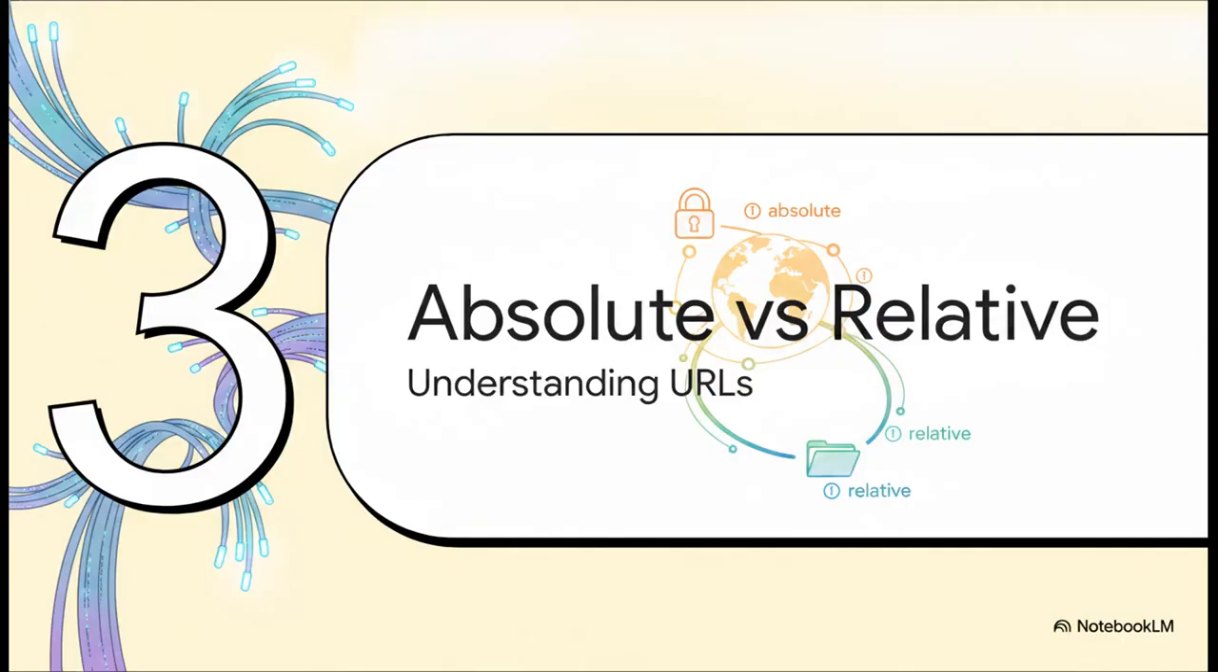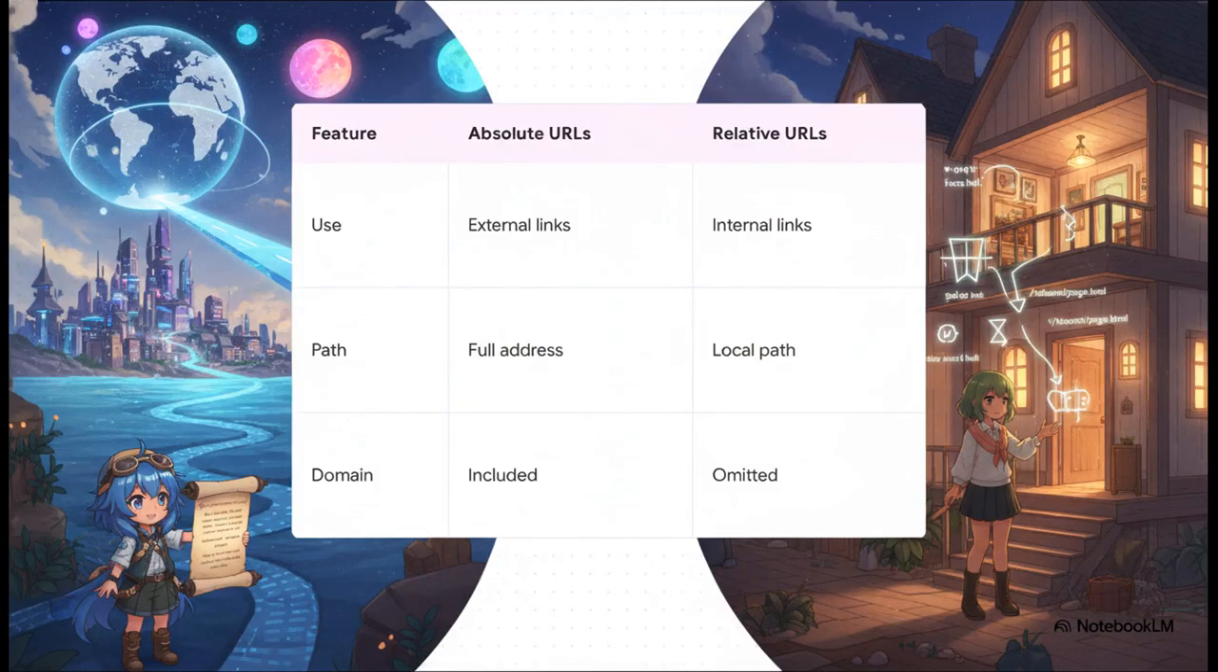Section 3. Absolute versus relative URLs. Which brings us to a great question. How does the browser know exactly where to find that destination file? Well, there are two main types of URLs you'll use, absolute and relative. Think of an absolute URL like a full mailing address to another country. It includes the whole shebang, the protocol like HTTPS, the full domain name, and the exact path. You use this when linking out to external websites.